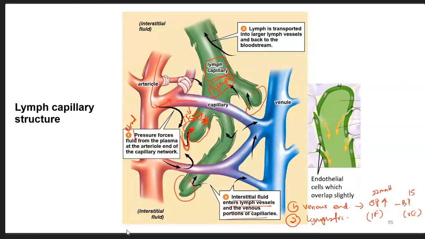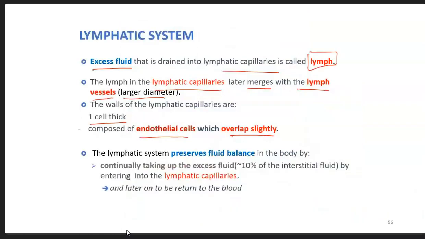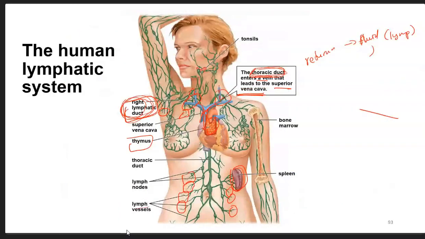So the lymphatic system preserves fluid balance in the body by continually taking up excess fluid, which is about 10% of the interstitial fluid, by entering into the lymphatic capillaries and later being returned to the blood circulation. The lymph that flows into the lymphatic vessels will end up near the left and right of your shoulders. So the lymph will enter into the right lymphatic duct.